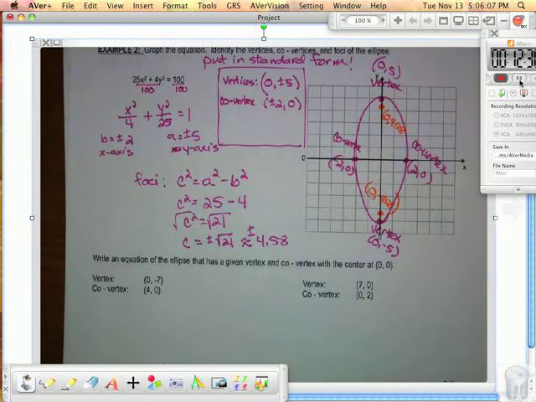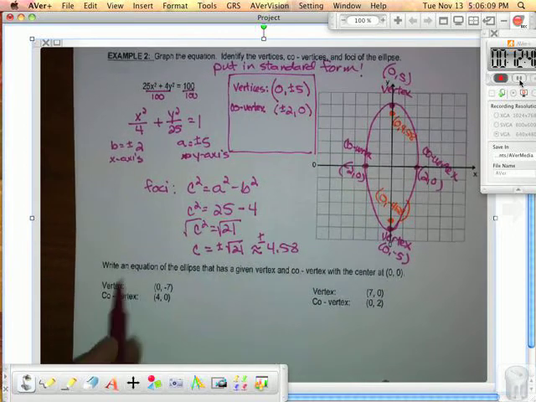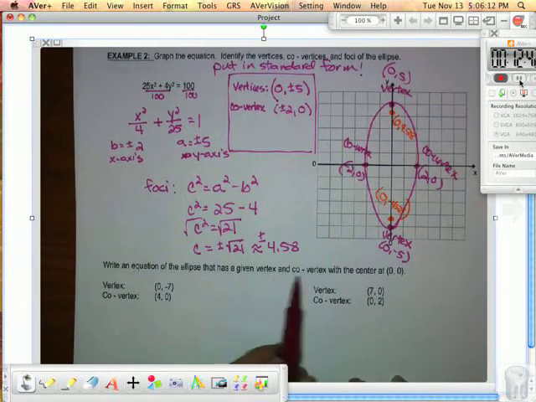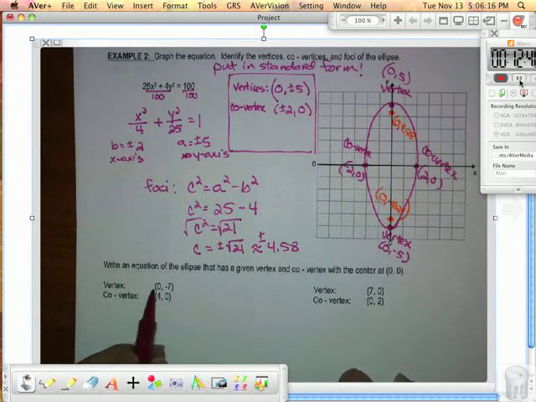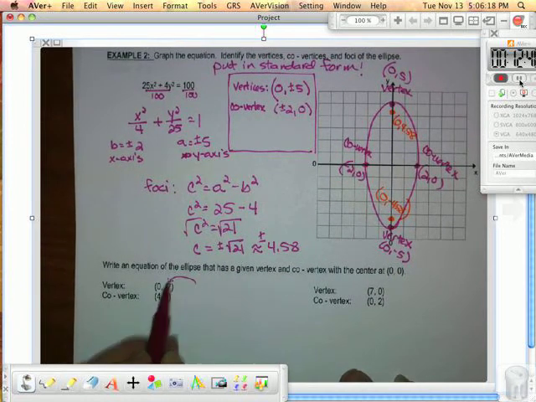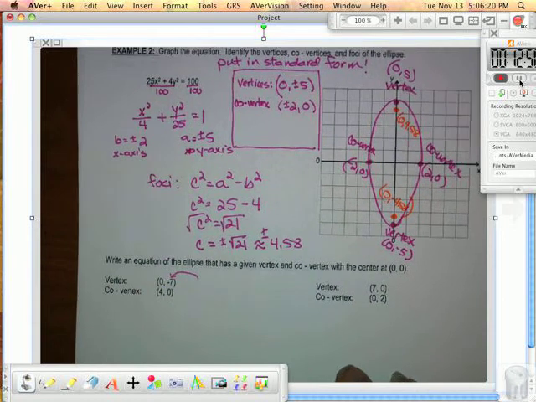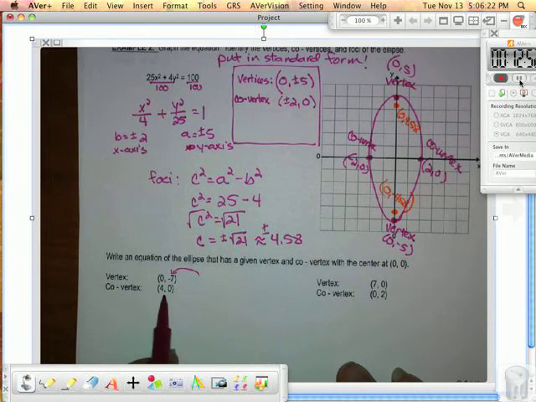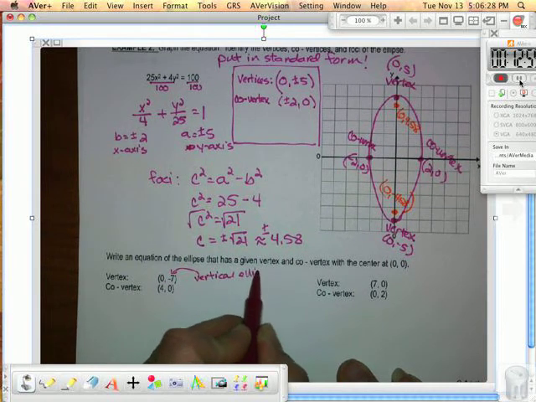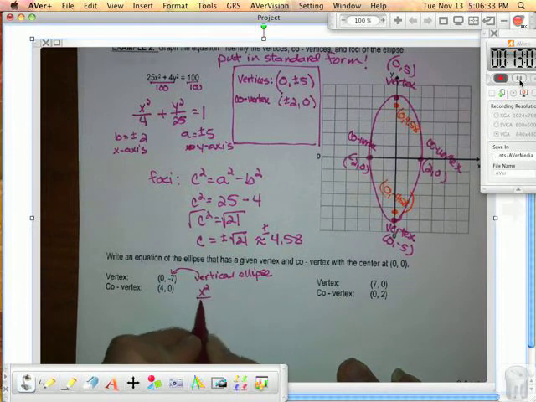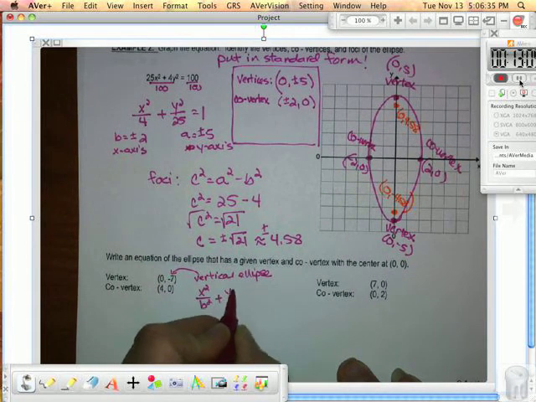And then you're going to be asked to write an equation of an ellipse that has the given vertex and co-vertex with the center at 0, 0. The first thing you need to notice is that the vertex has the y value, and that's bigger than the co-vertex. So that means that this is going to be a vertical ellipse, and you're going to use this, because A is the bigger number.